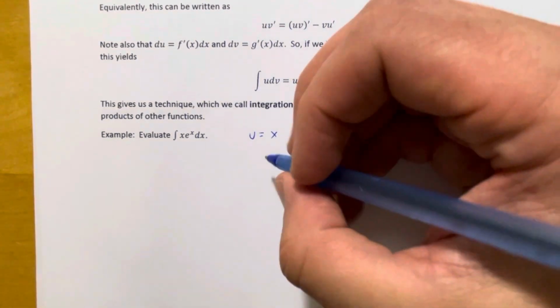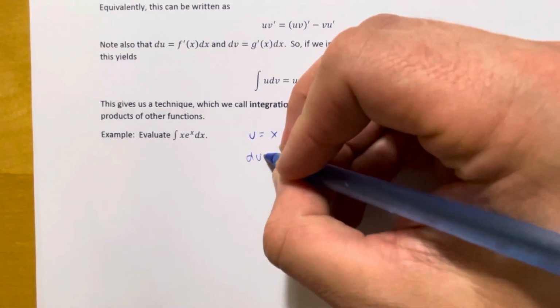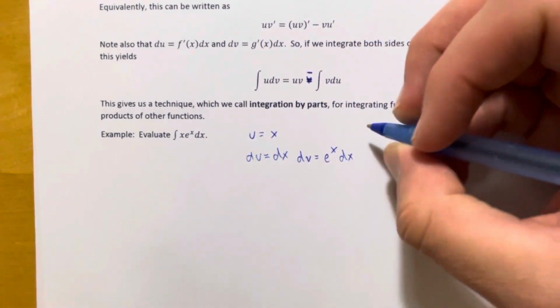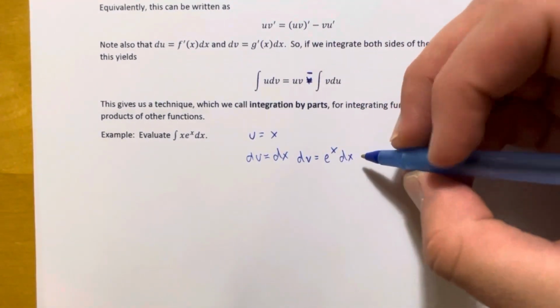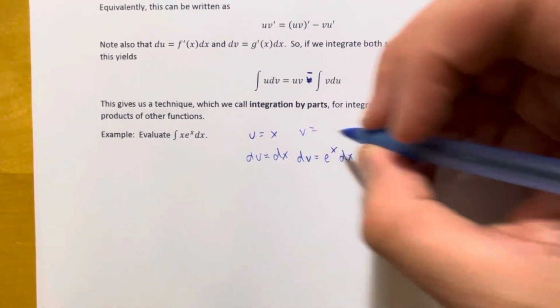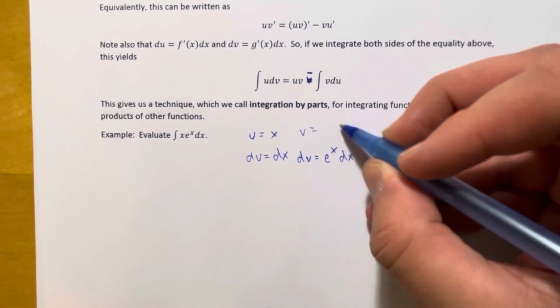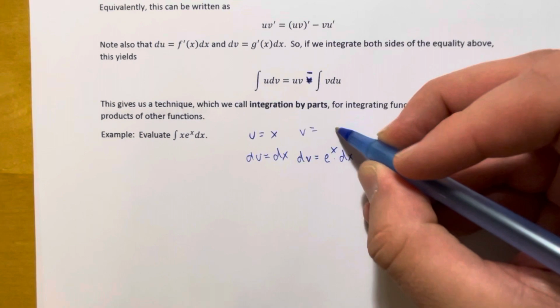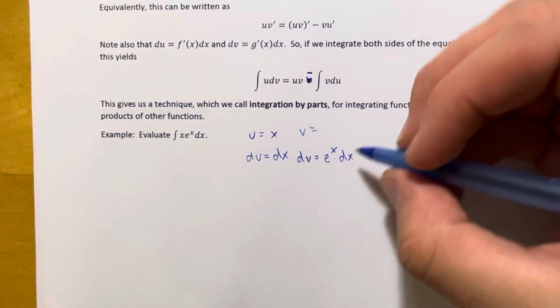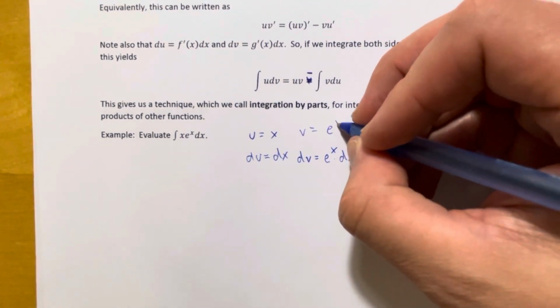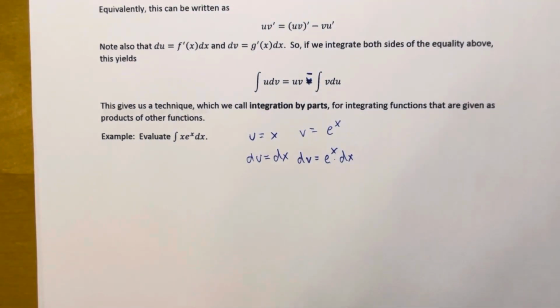If u is equal to x, what is du? It would just be dx. And if dv is e to the x, what is v? Well, remember, this expression, the e to the x here, is like the derivative of whatever belongs up here. So to get from here to here, I need to take an antiderivative. But the exponential function is its own antiderivative, so I get e to the x.